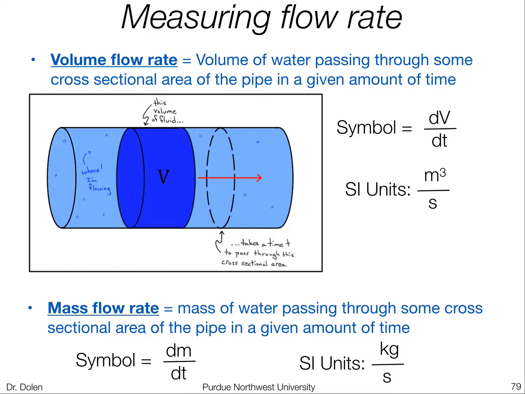So, okay, first, how do we measure flow rate? Well, there's two ways we can do that. One is called volume flow rate, and so this should make a lot of sense. It's just what volume of water is passing a given point in a given period of time.